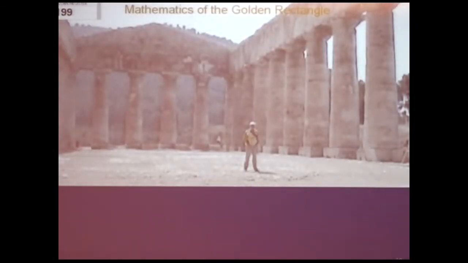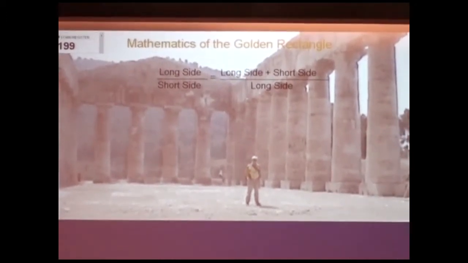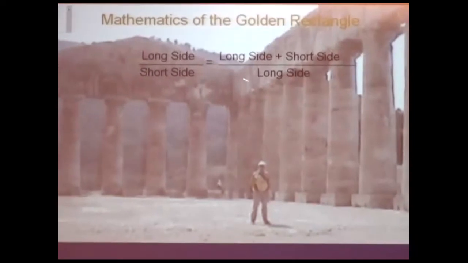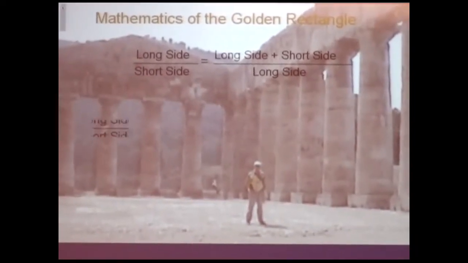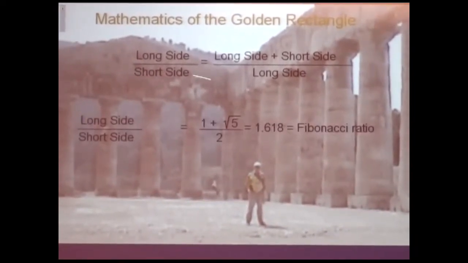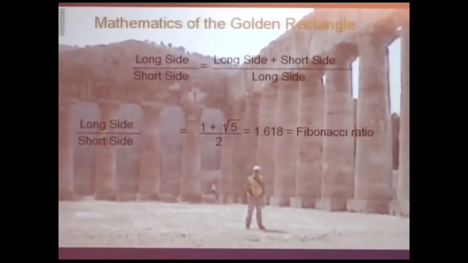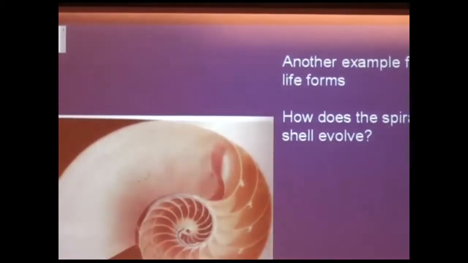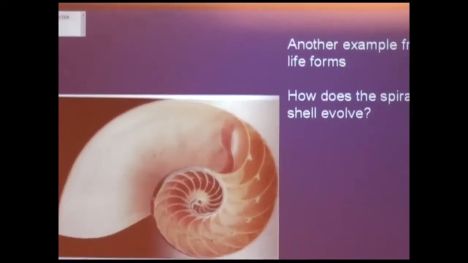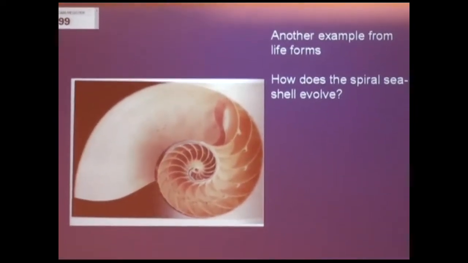Now, what you will see in section is that this mathematics of the golden rectangle comes about many, many times. And so what I just showed you as the ratio of the long side over the short side is actually also the ratio of the long side plus the short side over the long side. So if you work this out, in order for this relationship to be true, you will need the long side over the short side to be this number, which, by the way, turns out to be the Fibonacci ratio.